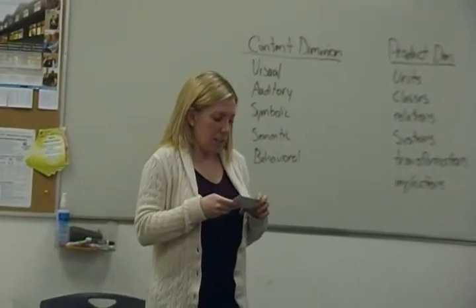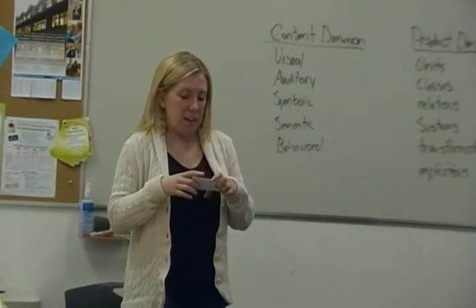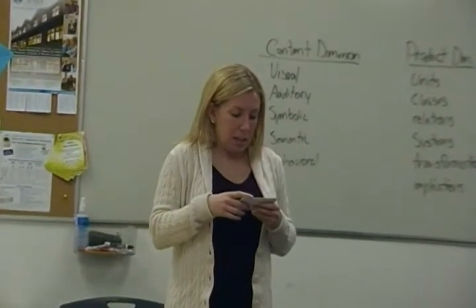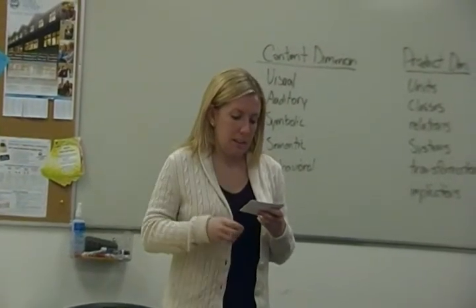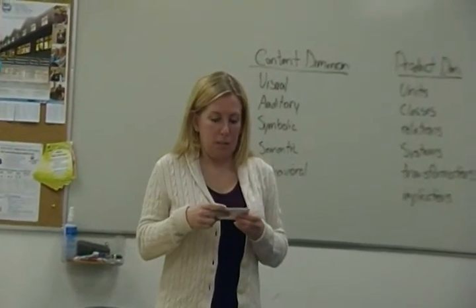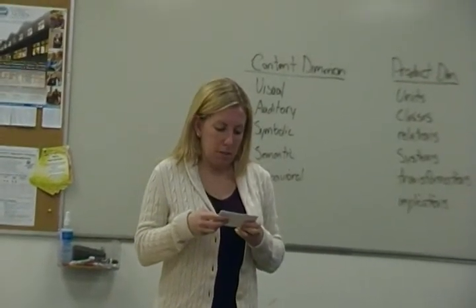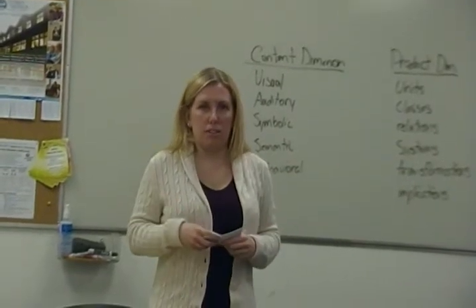His definition of intelligence, and remember this because you're going to tell your partner in 1 second. Definition of intelligence was a systematic collection of abilities for the processing of information of different kinds in different ways. So I'll say it one more time. A systematic collection of abilities for the processing of information of different kinds in different ways. Tell your partner what you just heard.